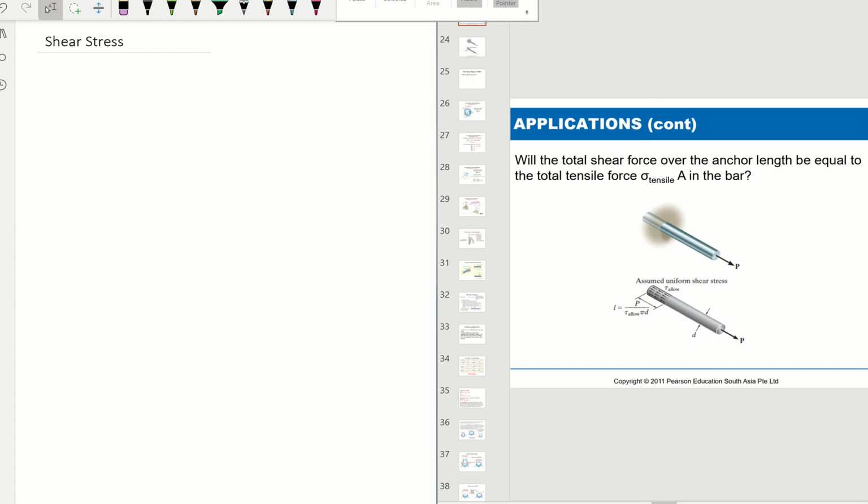Okay, in this video we're going to look into shear stress. We talked about normal stress last time, sigma equal to N over A. One thing I didn't mention in the last video is the sign convention. When will sigma be positive? That's when this normal force is a tension. When would that be negative? When we have compression.